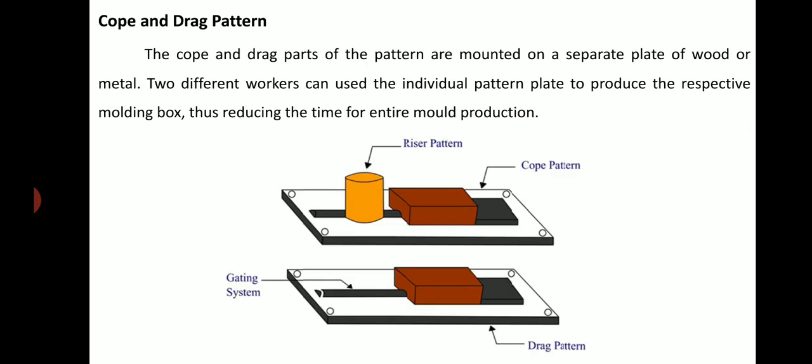Cope and drag pattern. The cope and drag parts of the pattern are mounted on separate plates of wood or metal. Two different workers can use the individual pattern plates to produce the respective molding boxes, thus reducing the time for entire mold production.